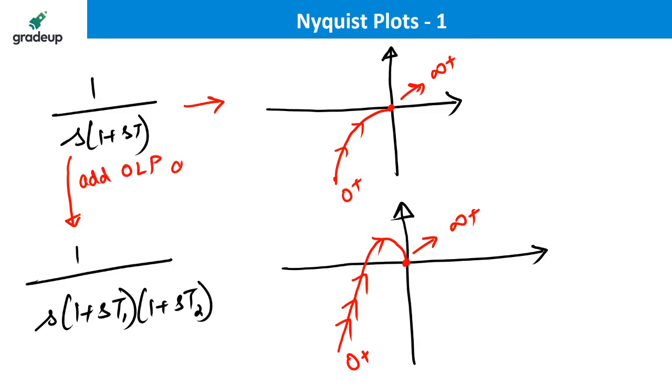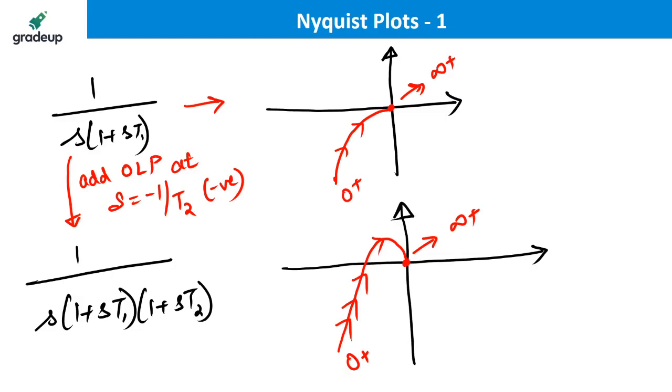Open loop pole at s equal to minus 1 upon T2. Here only 1 plus sT and 1 plus sT1 you can say. Let me write it as 1 plus sT and 1 plus sT1, and now I have one more term 1 plus sT2. That means I'm adding an open loop pole at minus 1 by T2, that is on the negative real axis. Adding a pole on the negative real axis. What is the effect on the polar plot?